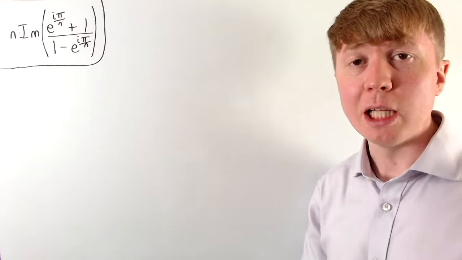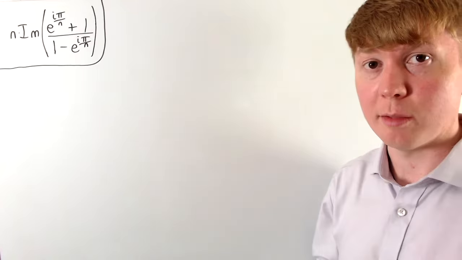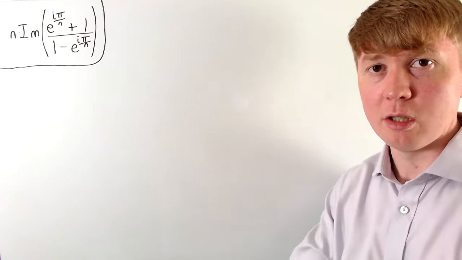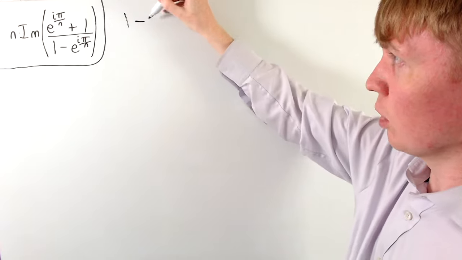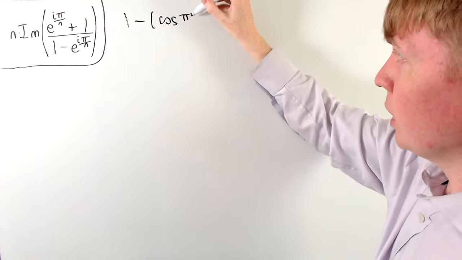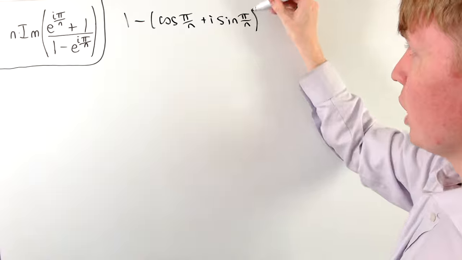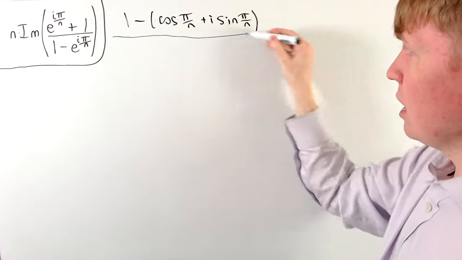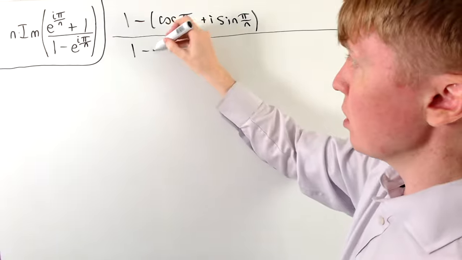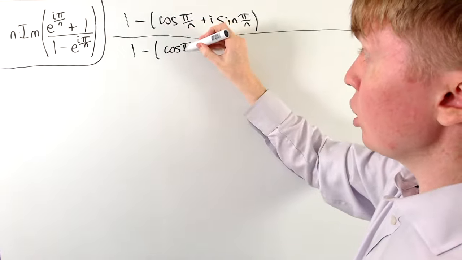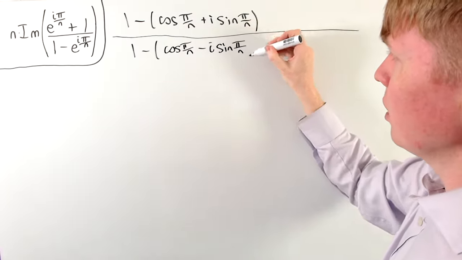Now before we can take the imaginary part of this fraction, let's get rid of the fact that we've got a complex number in the denominator. So we do this by multiplying on the numerator and the denominator by the complex conjugate of the denominator. So if we write our denominator in expanded form, again just using Euler's formula, this becomes 1 minus cos pi over n plus I times sine pi over n like this. And now we want to take the complex conjugate of this, so just take the negative of our imaginary part. So this turns into 1 minus cos pi over n minus I times sine pi over n, just like this.